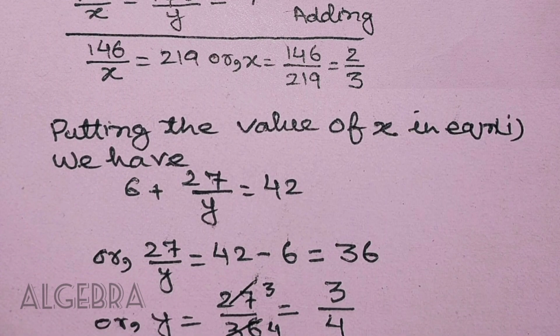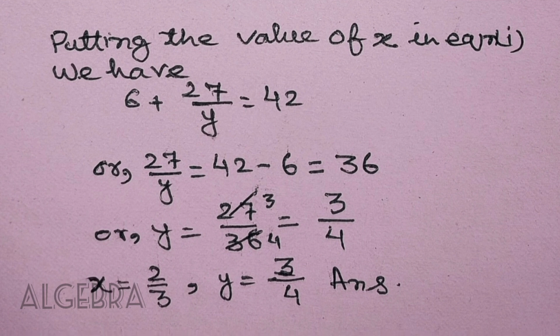Putting the value of x in equation 1, we have 6 + 27/y = 42, or 27/y = 42 - 6 = 36, or y = 27/36 = 3/4. So x = 2/3, y = 3/4.